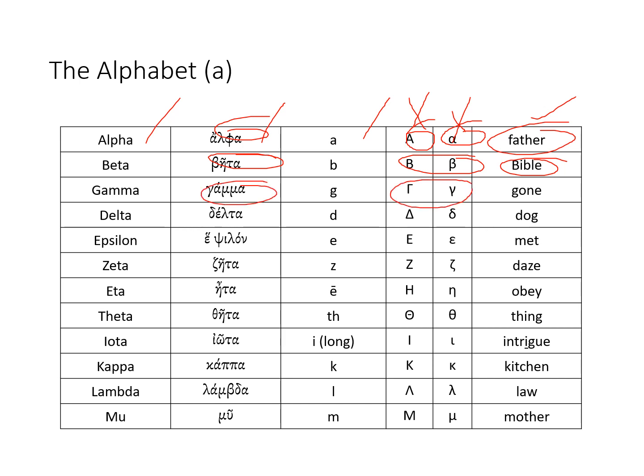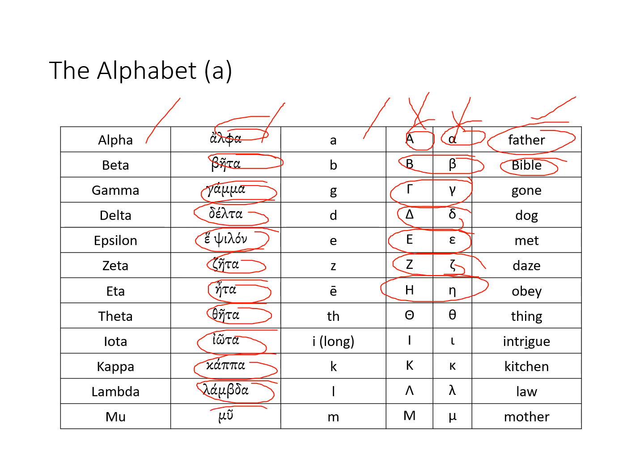Gamma, delta, epsilon, and here we have the E sound as in met, zeta, eta, and this letter can be confusing as I circle it because the capital looks like the English H and the lowercase looks like the English letter N, but it's pronounced eta. Then theta, iota, another of our vowels, kappa, lambda, mu.